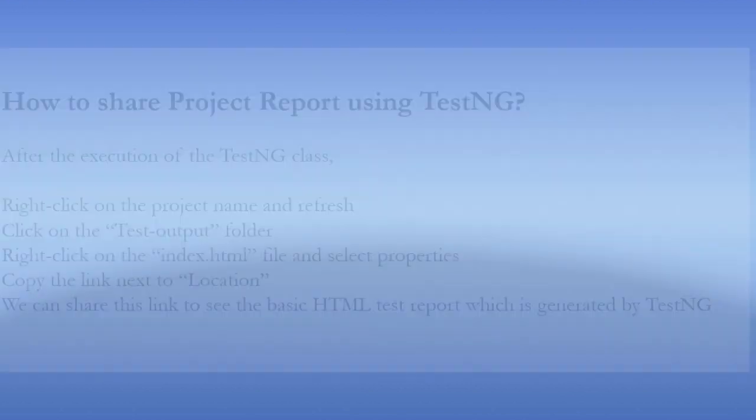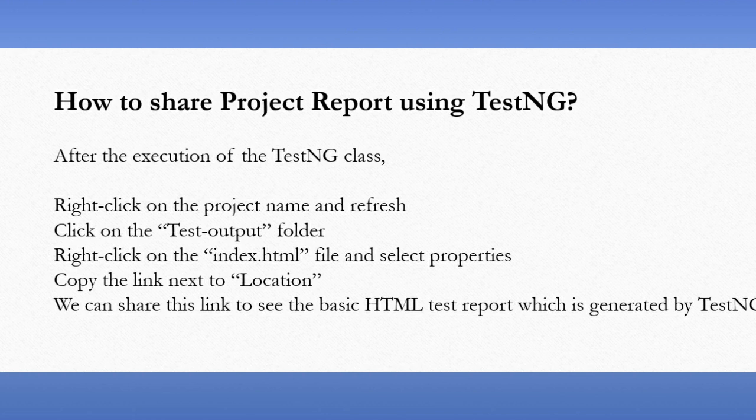The next question is, how to share the project report using TestNG. After execution of the TestNG class, you have to right click on the project name and refresh it, and then click on the test-output folder. So you will see the test-output folder. Okay, and right click on the index.html file and select properties and copy the link next to location. Okay, you can share this link to see the basic HTML test report which is generated by TestNG.